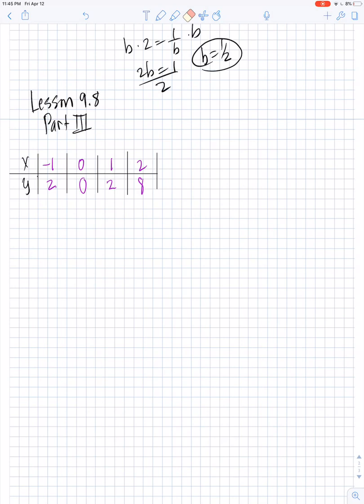All right, on to 9.8, part 3. We've looked at some data to figure out, is it linear, is it exponential, or might it possibly be quadratic? We have figured out already that if the range is an arithmetic sequence, then it must be linear. If the range is a geometric sequence, then it must be exponential. Well, what about the quadratics? How can we figure out if data is quadratic?